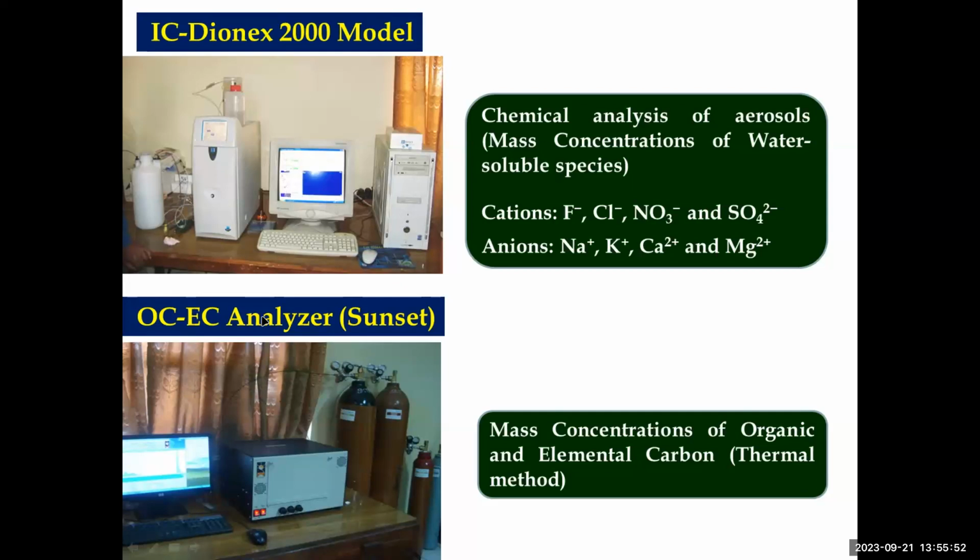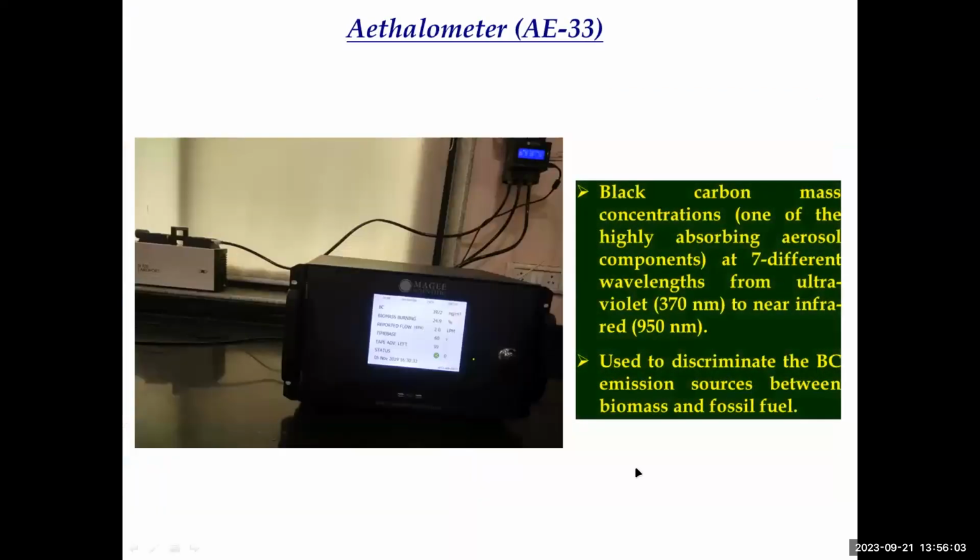This is a unique instrument which provides the information about highly absorbing species, which is known as elemental carbon, which is also called black carbon. So this is also an instrument called the aethalometer, which measures black carbon mass concentration at 7 different wavelengths from ultraviolet to near infrared. The spectral properties of this black carbon are used to discriminate the black carbon emission sources, whether it is coming from biomass burning or from fossil fuels.